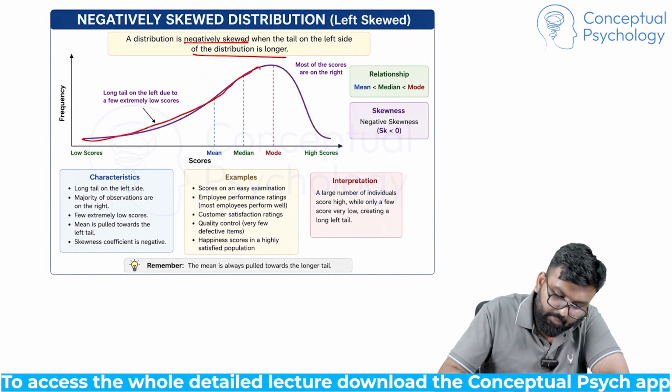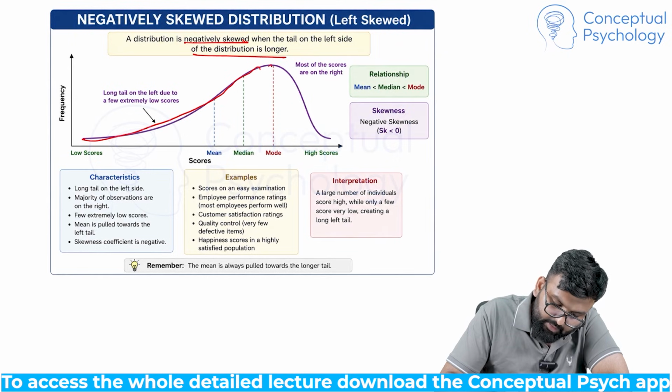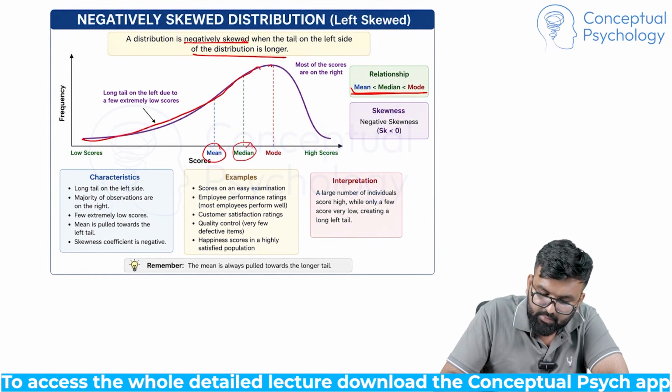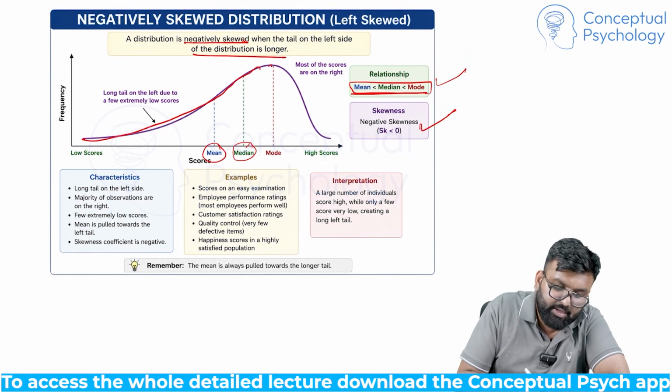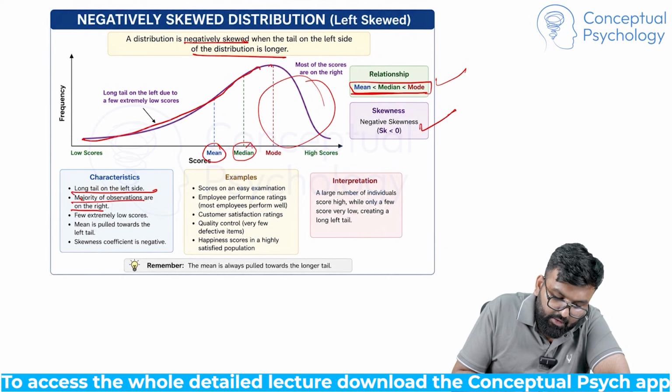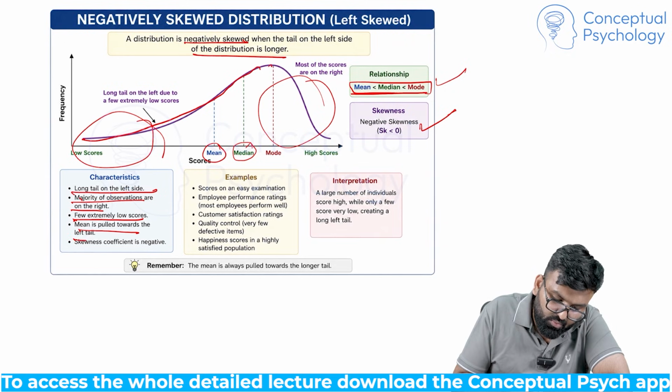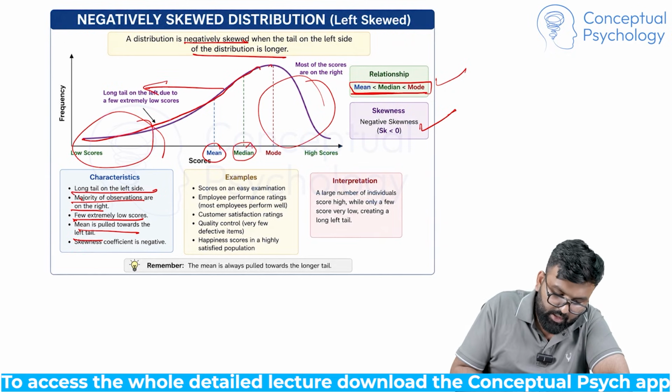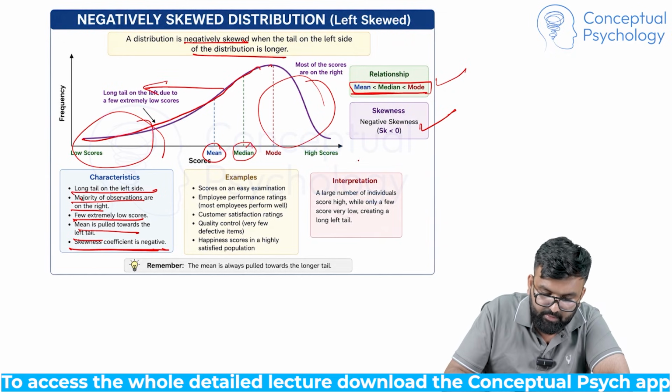यहाँ पर mode highest frequency है, median middle में है और mean lowest है. This is the relationship. It is negatively skewed, and just to revise, the characteristics are: long tail on the left side, majority of observations are on the right side, few extremely low scores, mean is pulled towards the left tail, and skewness coefficient is negative.